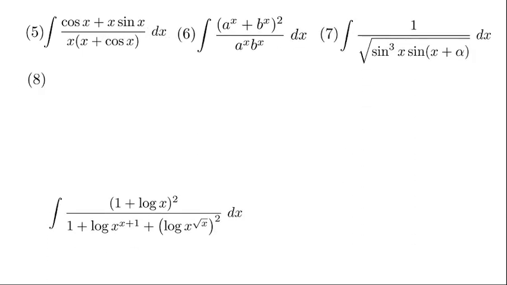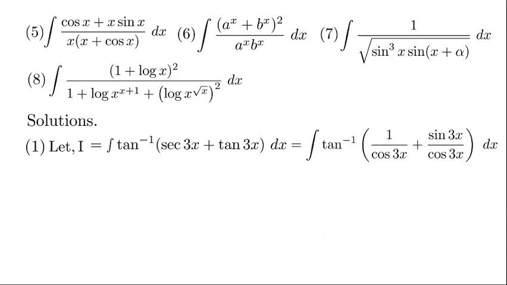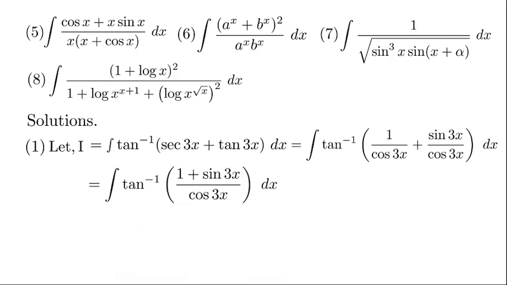Okay, now in this section, first one, integration of tan inverse of sec 3x plus tan 3x dx. So we write in terms of sine and cos. So it becomes tan inverse of 1 upon cos 3x plus sine 3x upon cos 3x. And that is written as 1 plus sine 3x upon cos 3x in the bracket here.